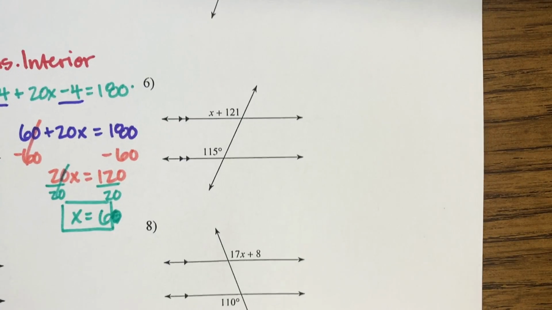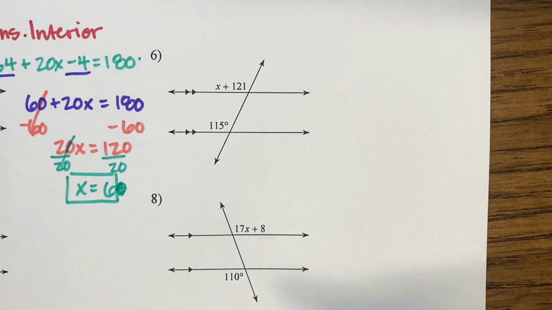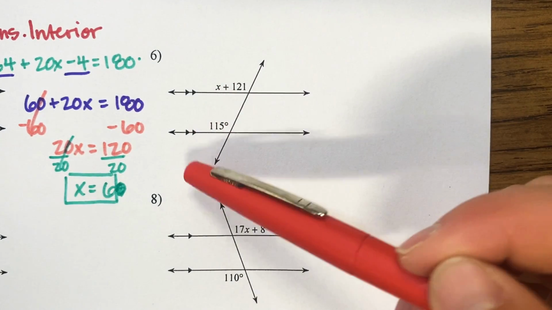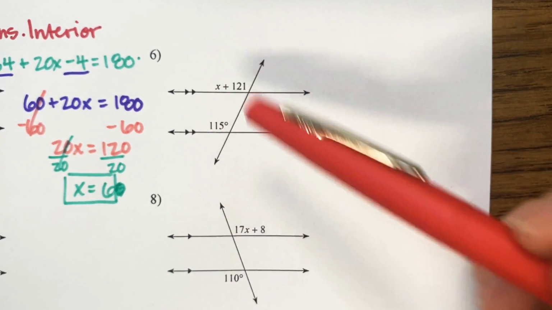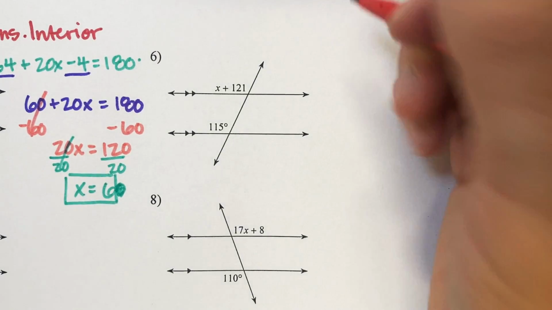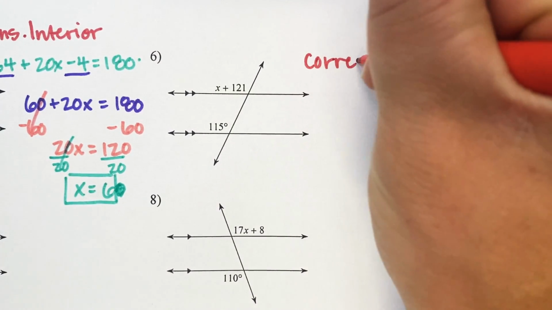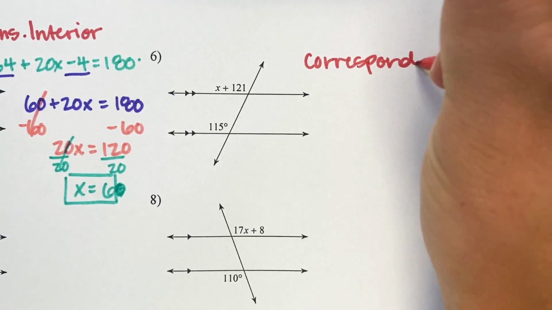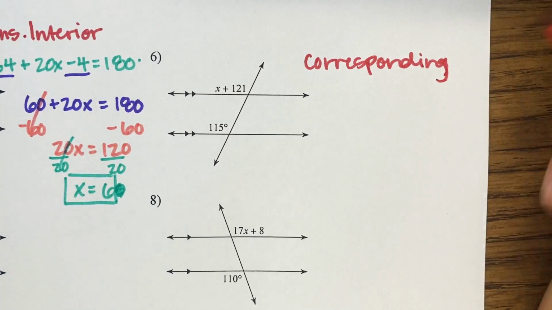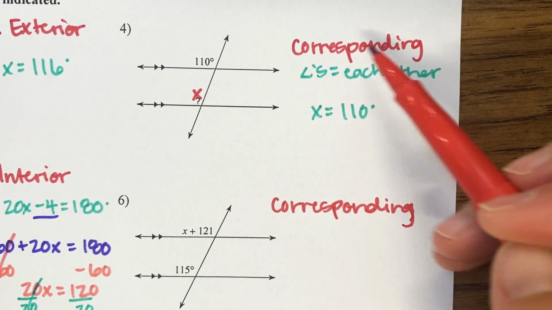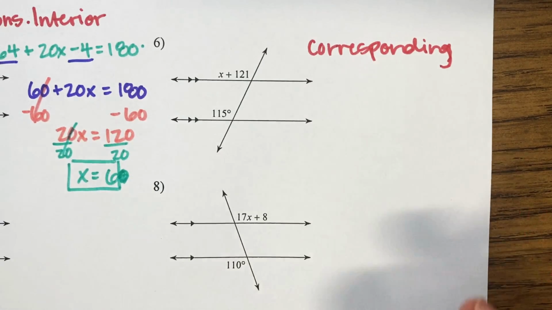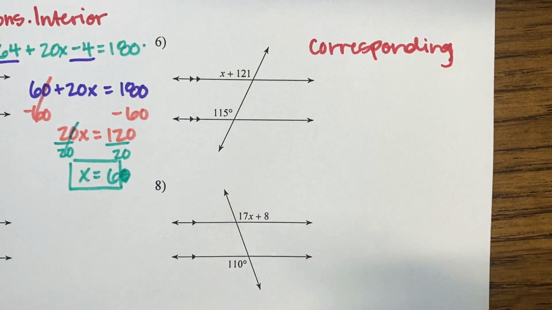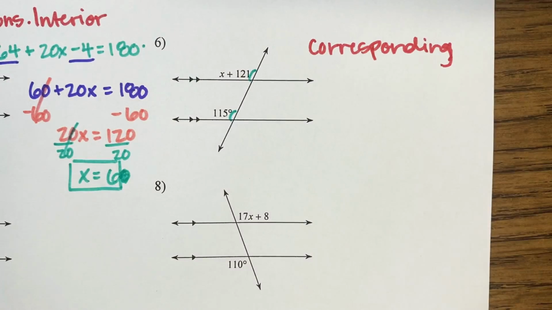Okay, let's look at number 6. Let's identify the relationship. So I see that they're on the same side, but one is on the inside and one is on the outside. So that tells us corresponding. Okay, well, corresponding angles, just look up. They equal each other.